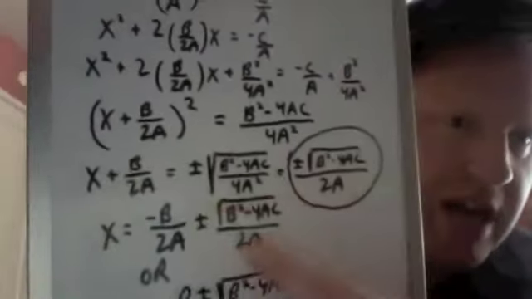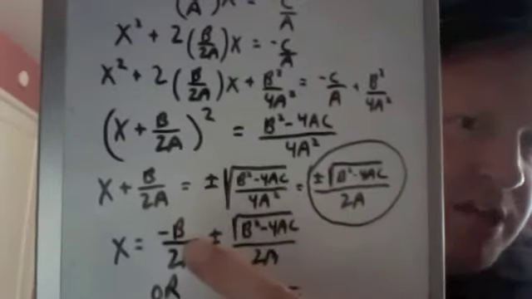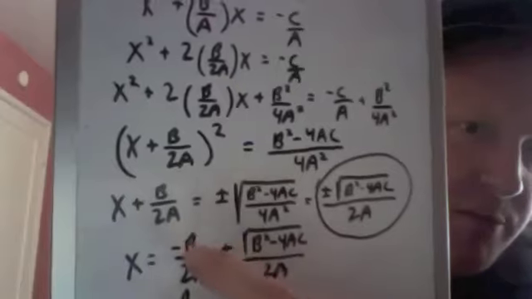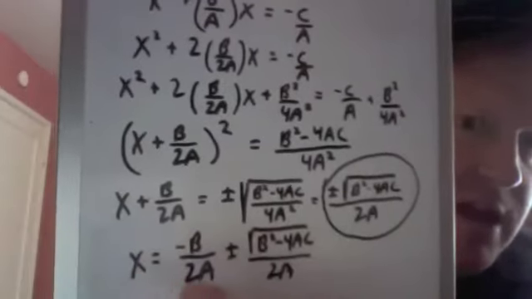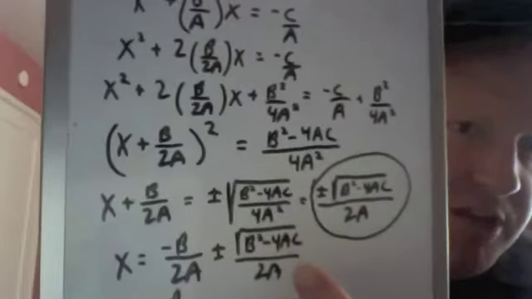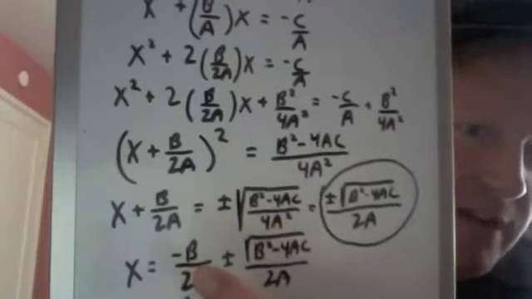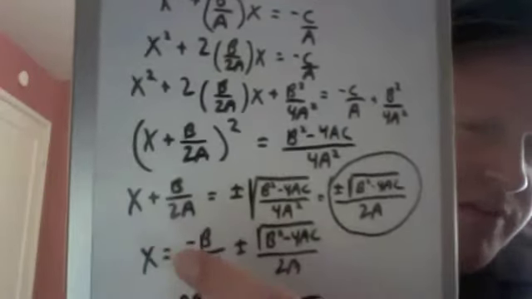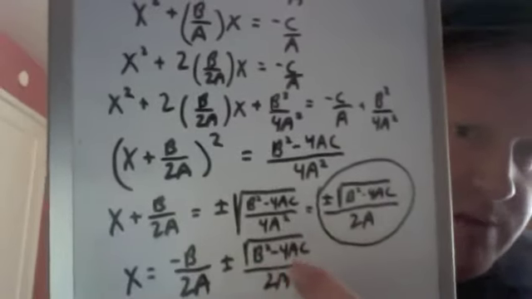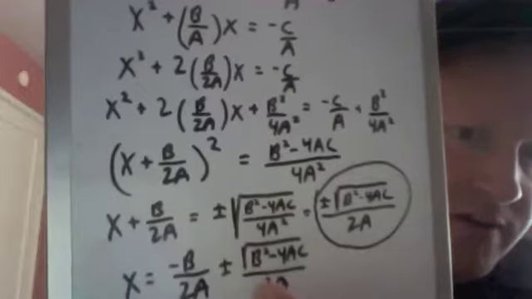Well, I subtract b over 2a from both sides, so x plus b over 2a minus b over 2a is just x. And then I bring this down here and I subtract b over 2a from that side, so that's going to be negative b over 2a plus or minus the square root of b squared minus 4ac altogether divided by 2a.